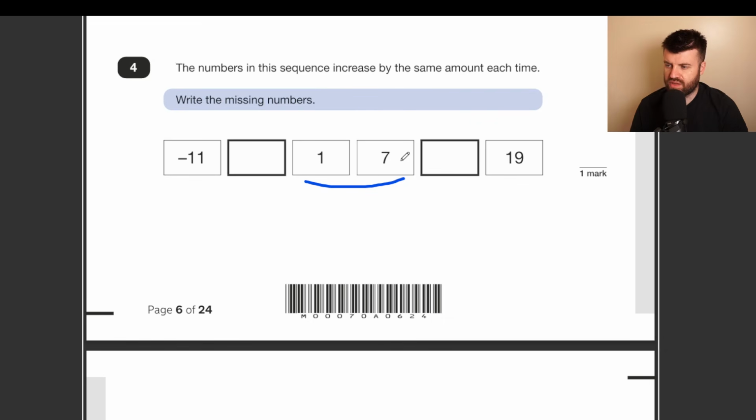So how do we go from 1 to 7? Well, we add on 6. So now we figured out what's happening each time. It increases by 6 every time it jumps. So this one here is very simple. 7 plus 6 going to give me 13. You can check it because you can add 6 again. And yes, you get to 19.